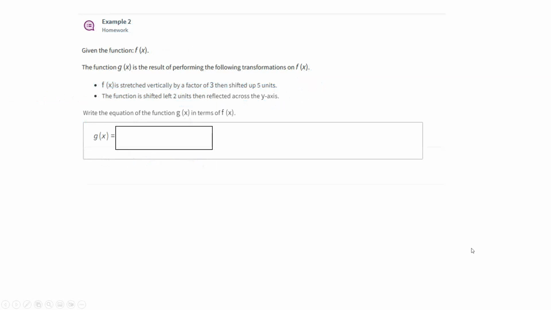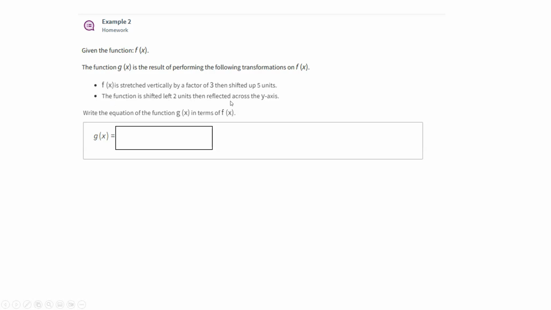It gets even more complicated when you have multiple horizontal transformations. So here you have the function g of x is the result of performing the following transformations on f of x. So f of x is going to be written in terms of f of x here. F of x is stretched vertically by a factor of 3, then shifted up 5 units. So those are your vertical transformations. The function is shifted left 2 units, then reflected across the y-axis.